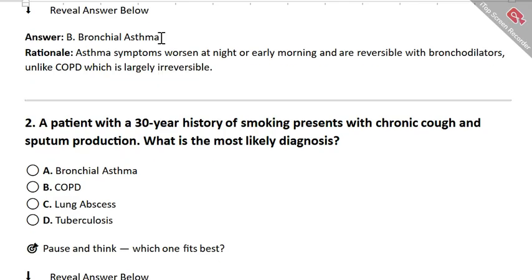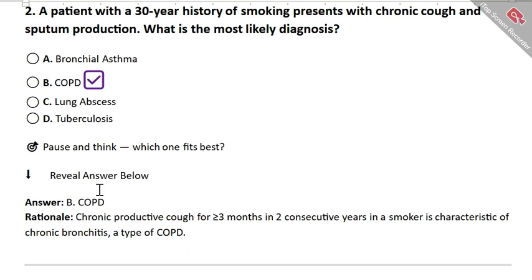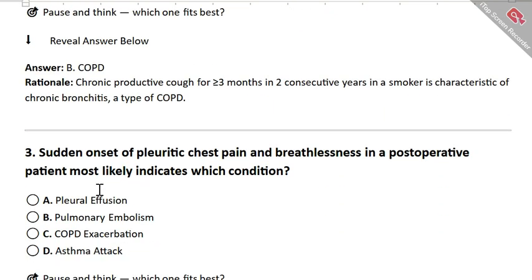A patient with a 30-year history of smoking presents with a chronic cough and sputum production. What is the most likely diagnosis? In this scenario, the correct option will be option B, COPD. Let's move to the next question. Question number 3.